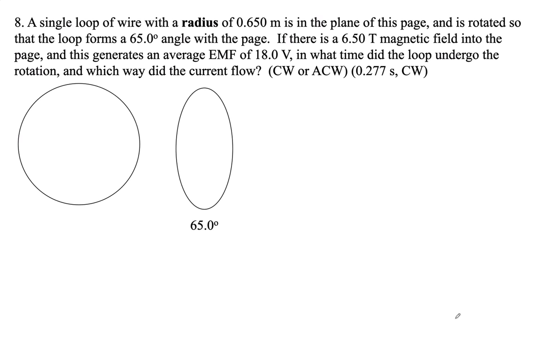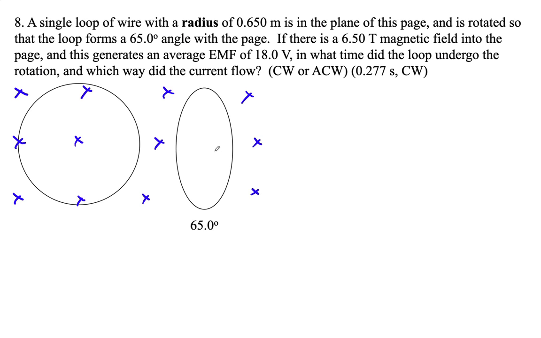Okay, let's see. It's rotated so it forms, let's see. And there's a magnetic field into the page, right? So what's happening here is that we're going to lose flux into the page, right? We're losing flux into the page. And the reason is that there's fewer flux lines going through this loop when it's tipped like that, okay?